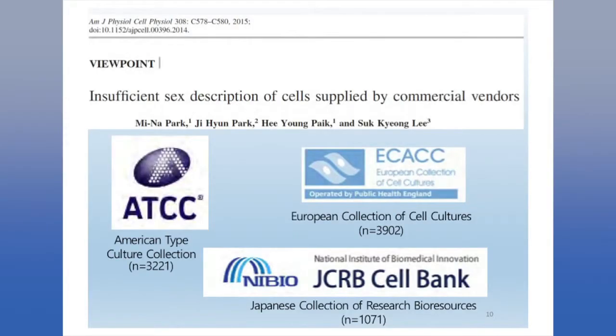So we went in to look at how the sex description is available from the major vendors in the world. We used the information from the American Type Culture Collection, ATCC of the United States, and ECACC of Europe, and then JCRB of Japan. And we published the results in the American Journal of Physiology, Cell Physiology.